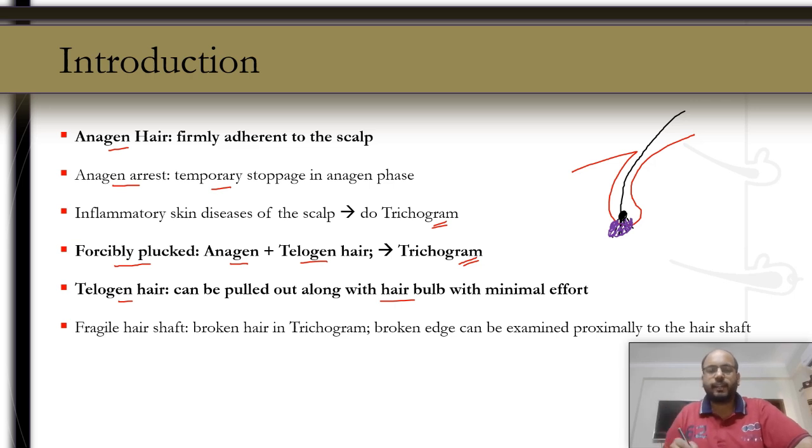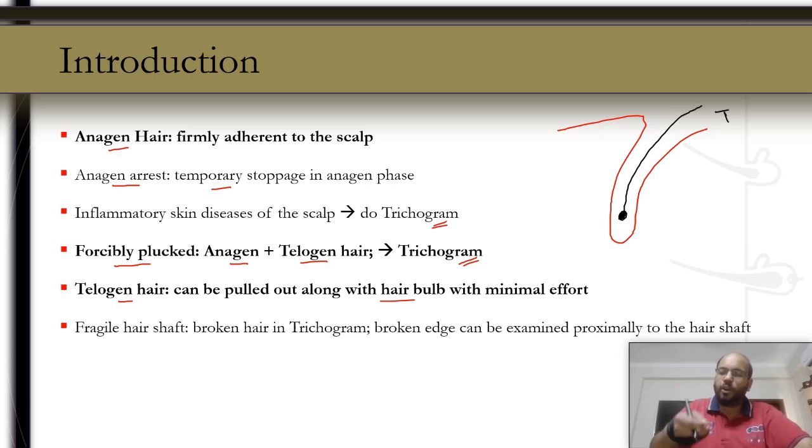But in telogen, this kind of attachment is not present. If you pull it, you will just get the shaft, and the bulb will also come out because this attachment is not that strong. So if you pull a telogen hair, you will get the shaft along with the hair bulb. You can easily examine a rudimentary hair bulb when you examine telogen hair. Clear? If there's a problem in the hair shaft, for example hair shaft disorders, you can also examine the hair shaft in trichogram. In a trichogram, you can easily see the entire hair shaft or a considerable length of hair shaft and the hair bulb. Clear?